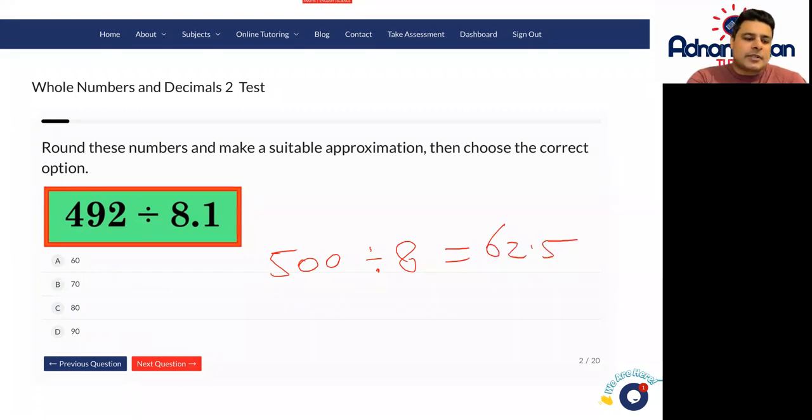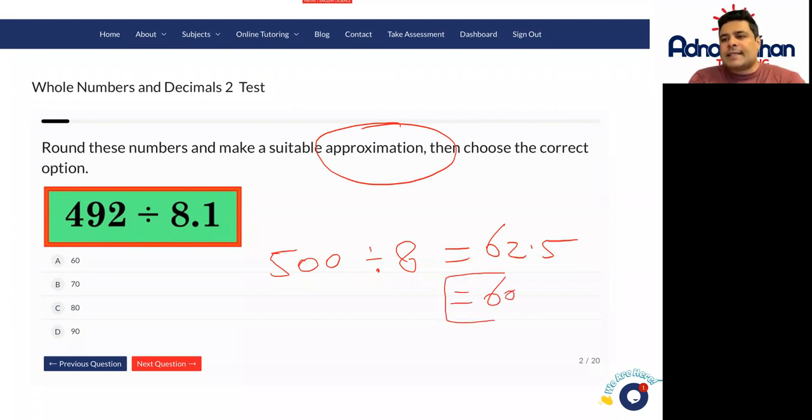62.5, let's just double check that, make sure that's right. Yes, it is. And now we need to approximate the answer as well. So 62.5, let's just round it down to the nearest 10. That means we get 60 as our answer.